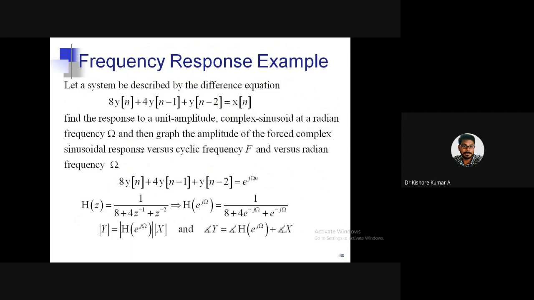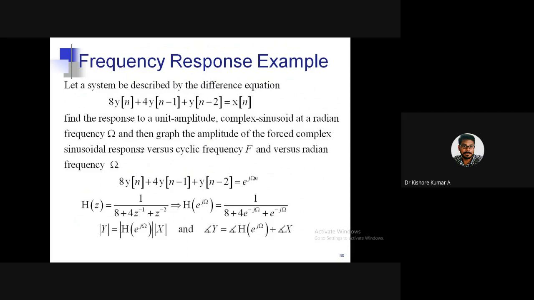Let a system be described by the difference equation 8y of n plus 4y of n minus 1 plus y of n minus 2 is equal to x of n. Now we need to find the response to a unit amplitude complex sinusoid at radian frequency omega. Then we have to graph the amplitude of the complex sinusoidal response against the cyclic frequency. You have to replace by e power j omega n and determine the transfer function.